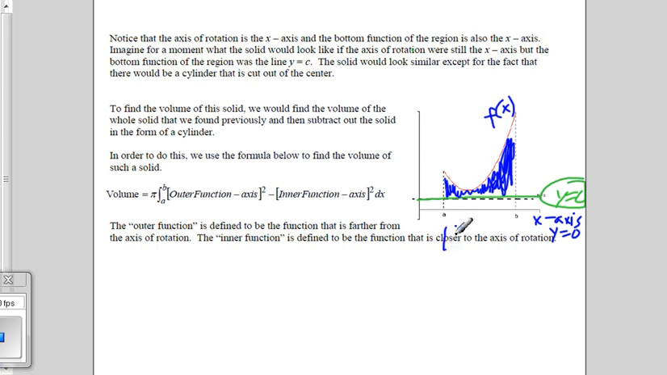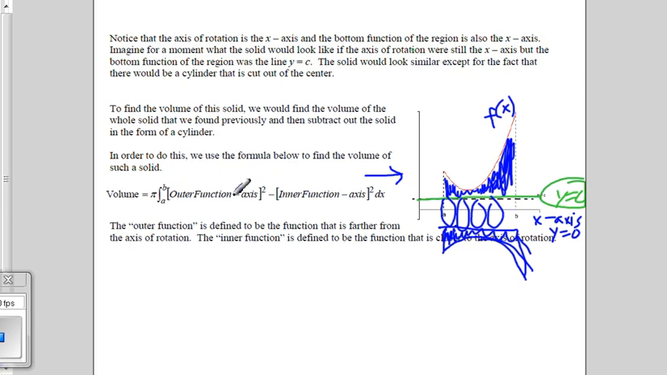And then same thing all the way through, copying with this function, maybe I didn't do it steep enough. So if we were looking from this direction, it would be this hole cut out all the way through, and that would be the shape of a cylinder. So to find the volume of this solid, we would find the volume of the whole solid that we just found up above, and then subtract out the solid in the form of a cylinder.